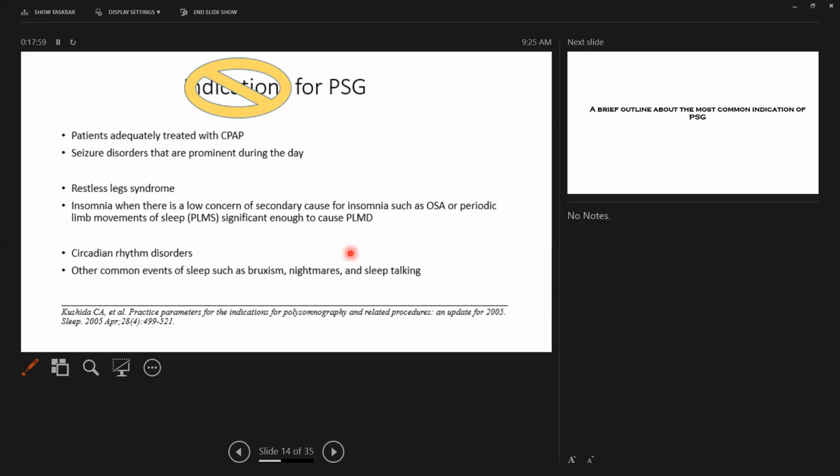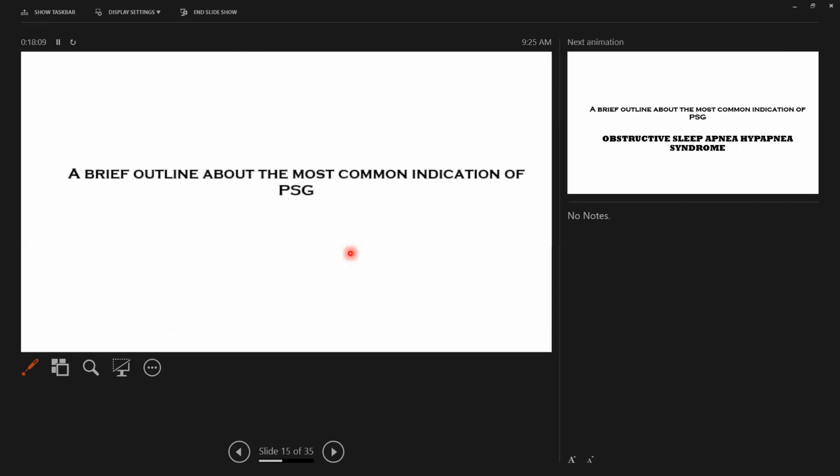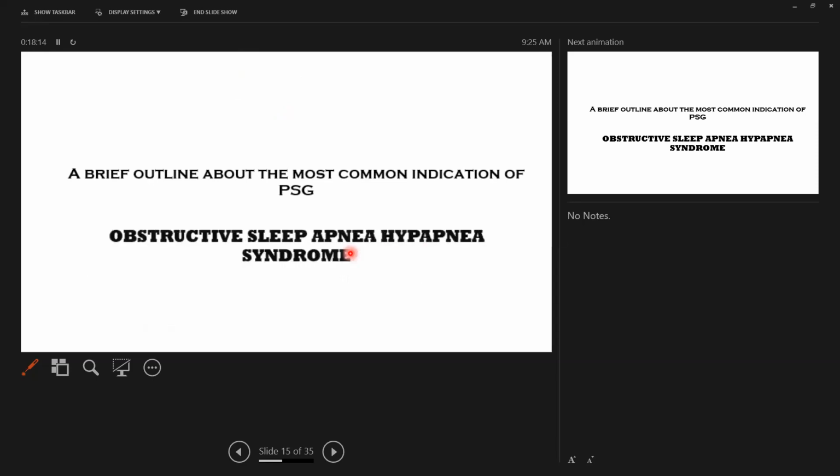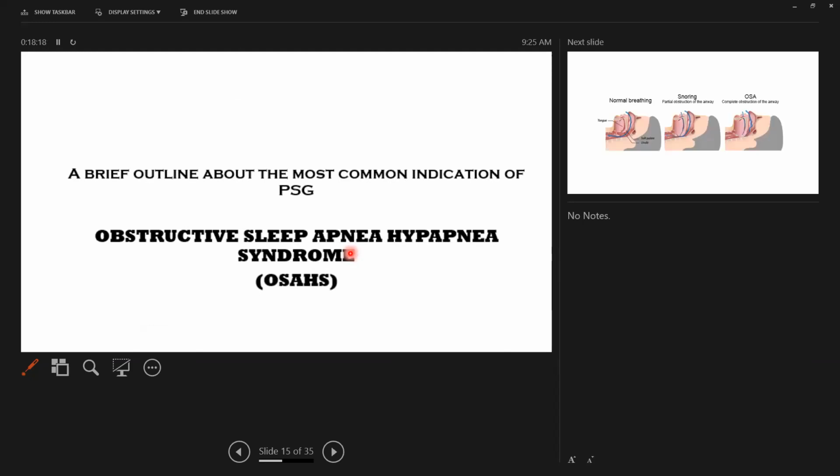Common things like nightmares, bruxism, although I told you that bruxism is often picked up in the chin EMG, but for diagnosing that, it is not required. It is not a diagnostic entity. Now, a brief outline of the most common indication, as I told you, obstructive sleep apnea hypopnea syndrome, OSA-HS. So let us go through 5 or 6 slides on that.